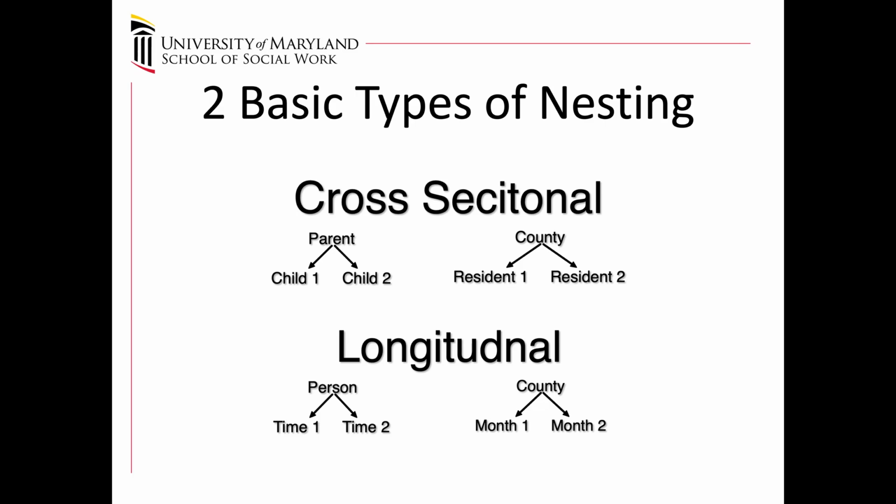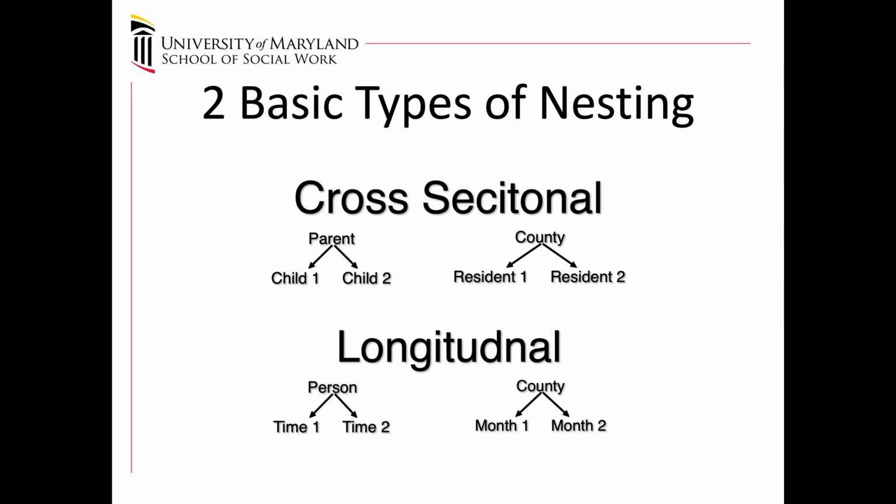And longitudinal, where we look across time, so for example, a person at time 1, time 2, a county at different times, et cetera. You can stack these. So you can look, for example, at classrooms with students nested in them, and then look at the students over time. So we observe students at multiple time points. So you can stack the cross-sectional and longitudinal nesting structures, and we can build more complicated nesting structures.